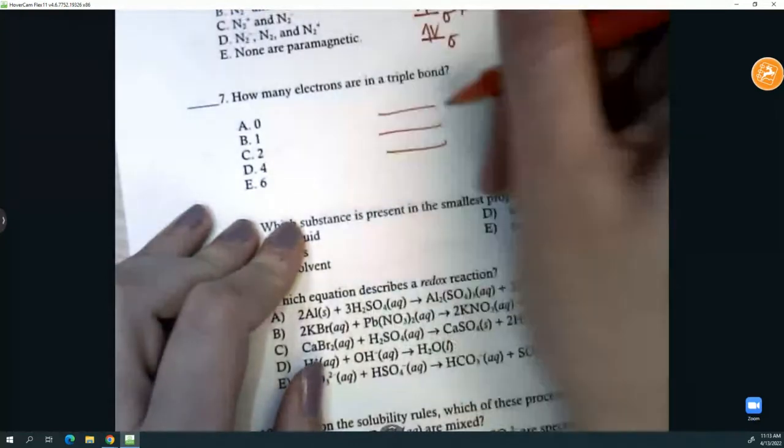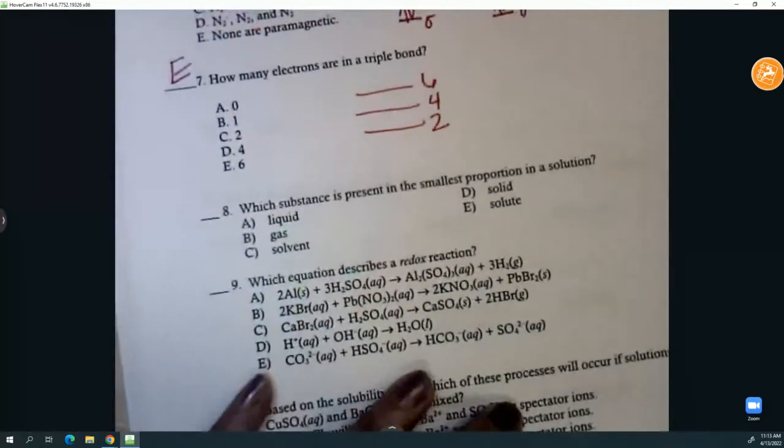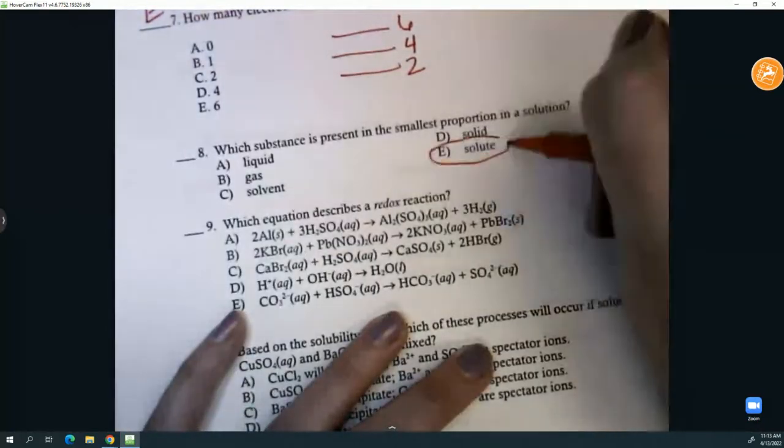All right, how many electrons are in a triple bond? 2, 4, 6. What substance is present in the smallest proportion in a solution? That would be the solute. The solvent is the one that you have more of.